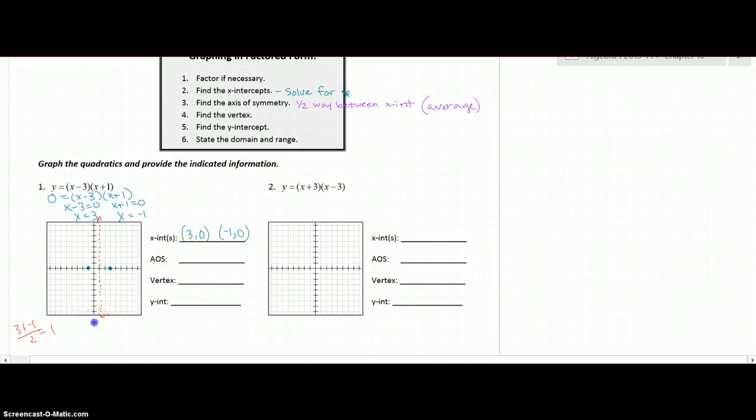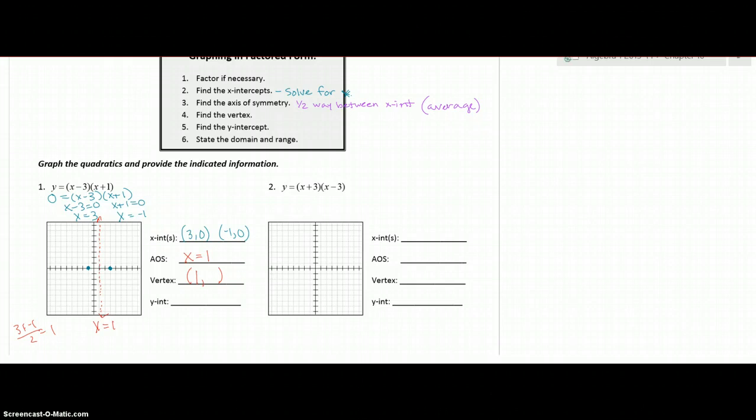Remember, that is a vertical line, so it's x equals some number, and in this case it's 1, so axis of symmetry is x equals 1. So notice, for x-intercepts we use points or coordinates. For the axis of symmetry, we have an equation of a line. Now, remember, the axis of symmetry goes through the vertex, so we need to find the vertex, which is the next step. Because it's on the axis of symmetry, we know that x has to be 1, but we have to figure out what y is going to be.